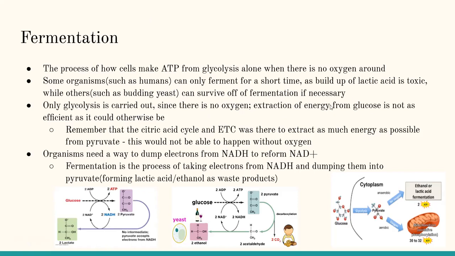So extraction of energy from glucose is not as efficient as it otherwise could be. Remember that the citric acid cycle and electron transport chain were there to extract as much energy as possible from pyruvate, and if there was no oxygen, this just wouldn't be possible. I talked earlier about the potential energy of glucose and pyruvate that the citric acid cycle exploits; without oxygen it wouldn't be able to do that. So this is way less efficient.